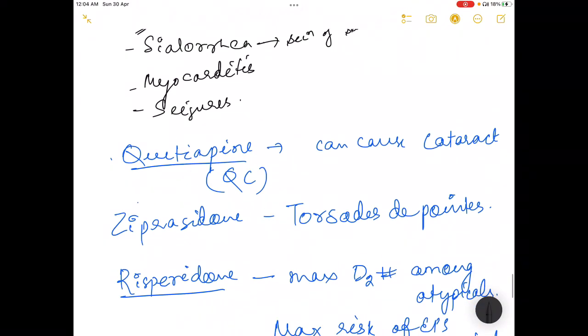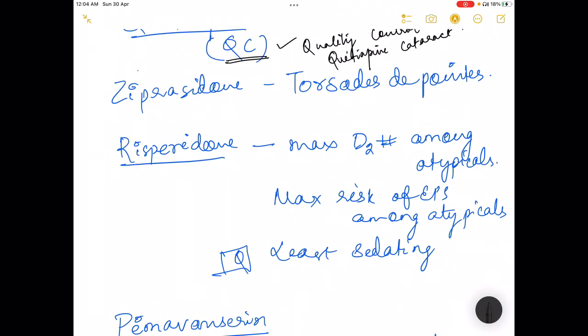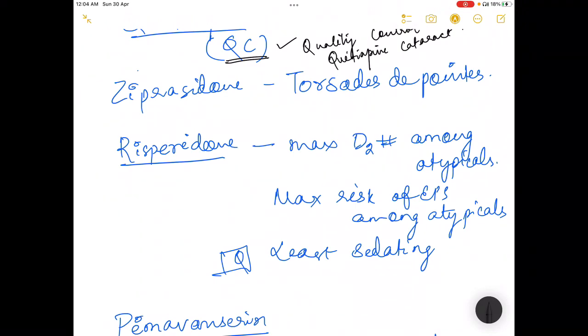Coming to quetiapine. Quetiapine can cause cataract, and we can remember it by the mnemonic QC for quality control. Now ziprasidone can cause torsades de pointes, and risperidone has the maximum D2 blocking among the atypicals, and therefore it has the maximum potency to cause extrapyramidal symptoms among the atypicals, and it is least sedative.